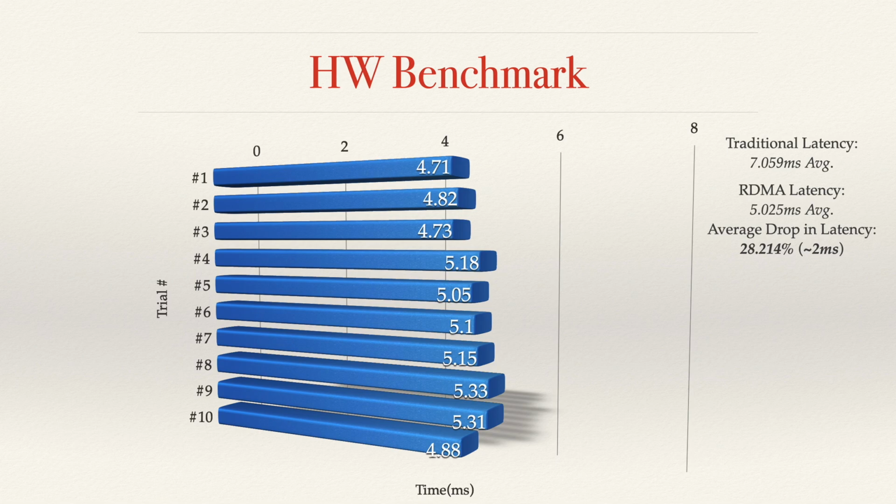Talking about the RDMA latency, it was close to 5.025 milliseconds on an average, and this resulted in a total of 28.214% increase in our performance, and therefore it gave us an edge of 2 milliseconds. And mind you, these values are between two nodes.